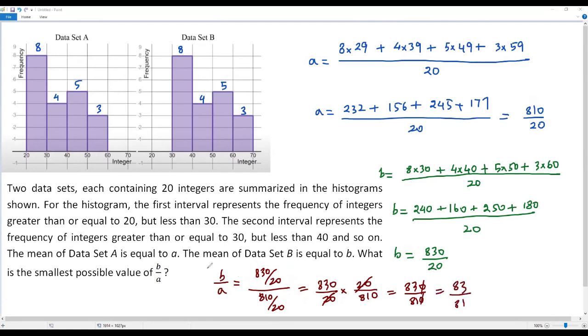Okay, so here we have taken the smallest possible value for B, and also we have taken the largest possible value for A. Then the value we get over here, 83 over 81 for B over A, will be the smallest possible value.